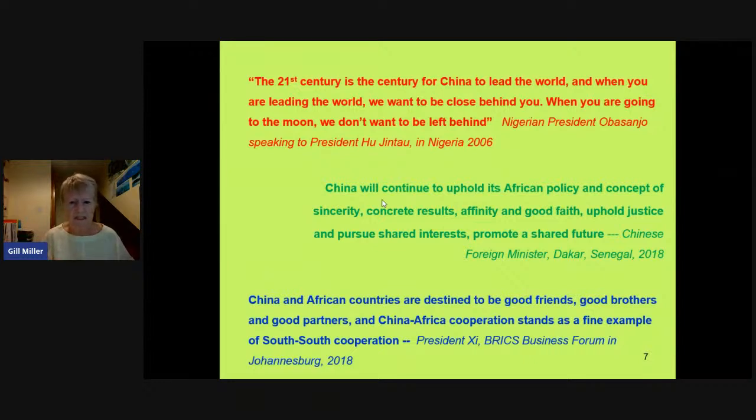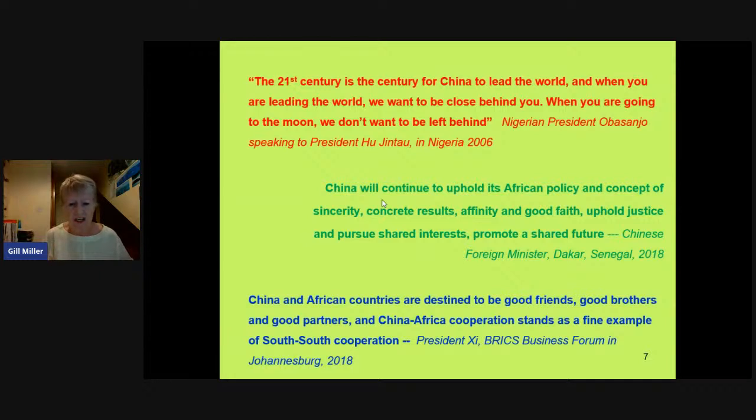First of all, the Nigerian president in 2006 said, 21st century is the century for China to lead the world. Correct. And when you're leading the world, we, the Nigerians, want to be close behind you. And when you're going to the moon, we don't want to be left behind. So the Nigerians want to be close to China because they see that China is a global leader. The Chinese foreign minister in 2018 in Senegal said that China will uphold its African policy and concept of sincerity, concrete results, affinity, good faith, justice, pursue shared interests, a shared future. So China is saying really that we are working very cooperatively and in good faith.